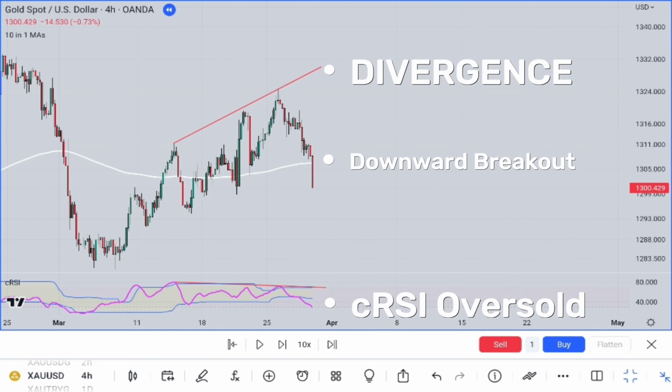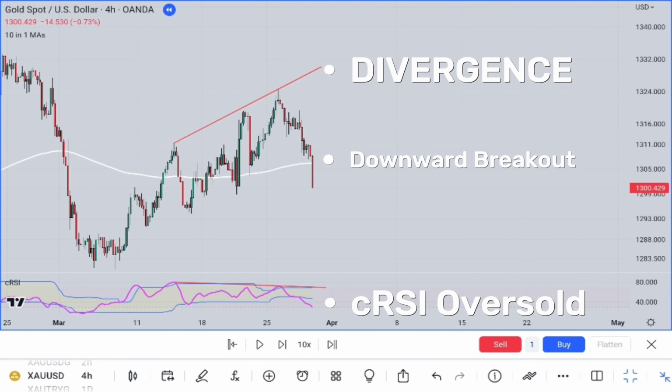Yes, as you can see, all the conditions have been met. We can take a short position from this level. The stop loss level should be above the candlestick where the divergence ended.